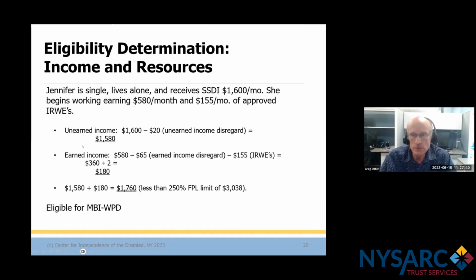Here's an example. Someone who lives alone, receives $1,600 a month in Social Security disability, earns $580 a month in addition from work, and $155 of impairment related work expenses. Something I forgot to mention earlier.